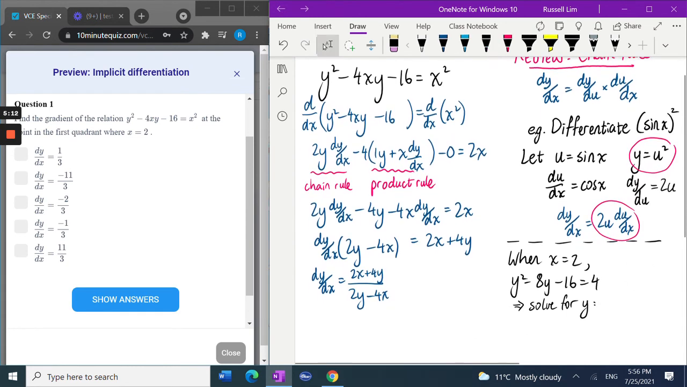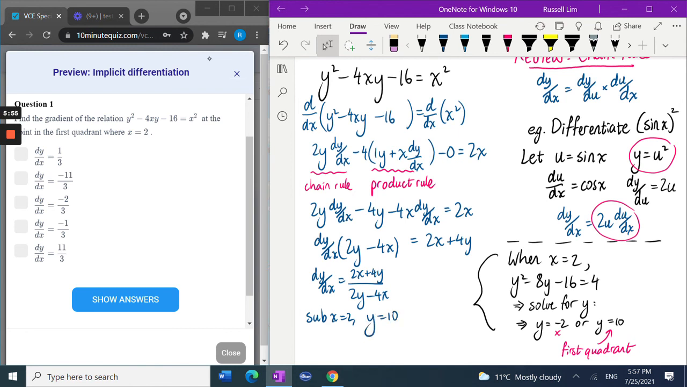It's a quadratic, so we could factorize it and solve, and we would get two solutions, which are y is equal to -2 or y is equal to 10. We're told that we have to be in the first quadrant, so we know then that we cannot have y is equal to -2, we must have y is equal to 10. Okay, so we put in x is equal to 2, y is equal to 10 into our expression for dy/dx. And if we do that, either by hand or in the calculator, we should find that dy/dx is equal to 11/3.